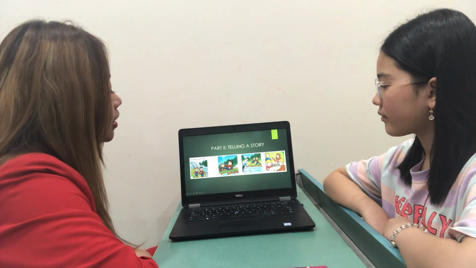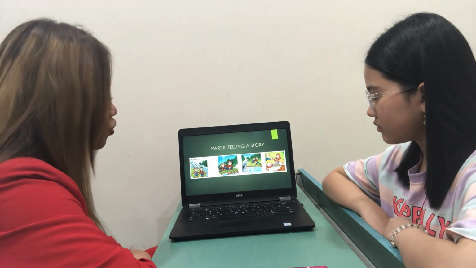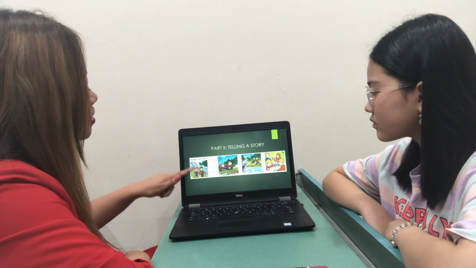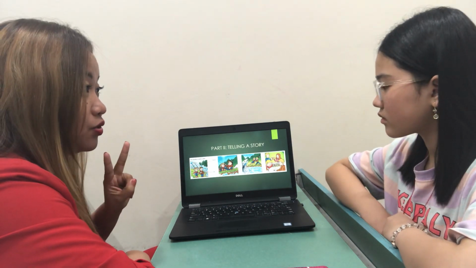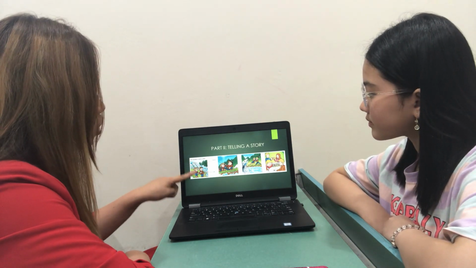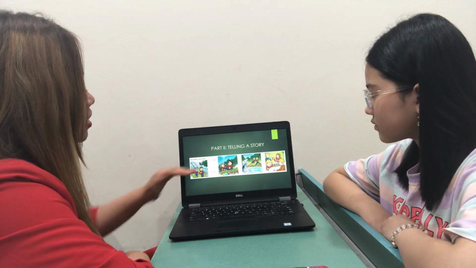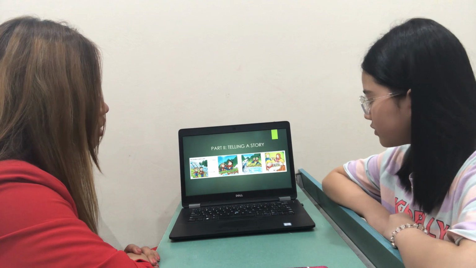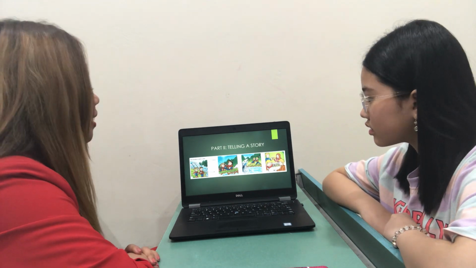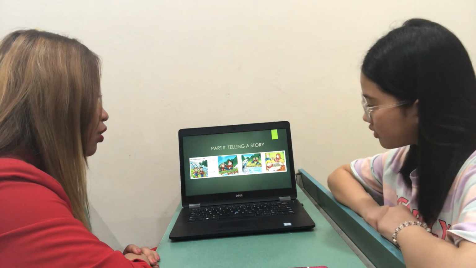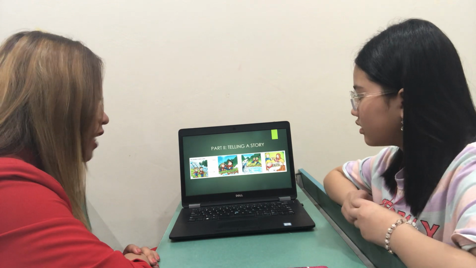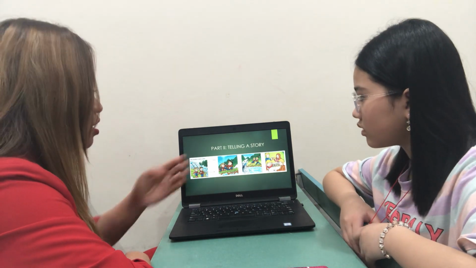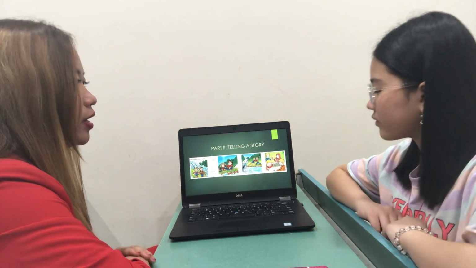In part 2, Lily, it's all about telling a story, okay? Now, this is a story of two brothers. This is Charlie, this is Jim, and the title is The Brothers Catch a Fish. So one day, Charlie and Jim are walking in the forest. They are going to the river to catch some fish. Now it's your part to tell a story.